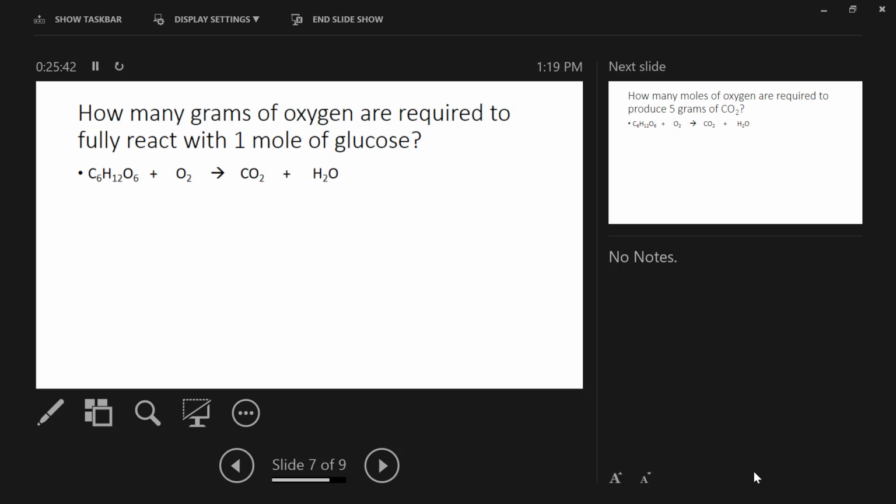And then now we need to figure out our ratios. So we've seen this ratio before. 1 mole of glucose requires how many moles of oxygen? 6. Look at our balanced equation. 1 mole of glucose requires 6 moles of oxygen, right? That's our molar ratio. And then here, 1 mole of oxygen is how many grams?